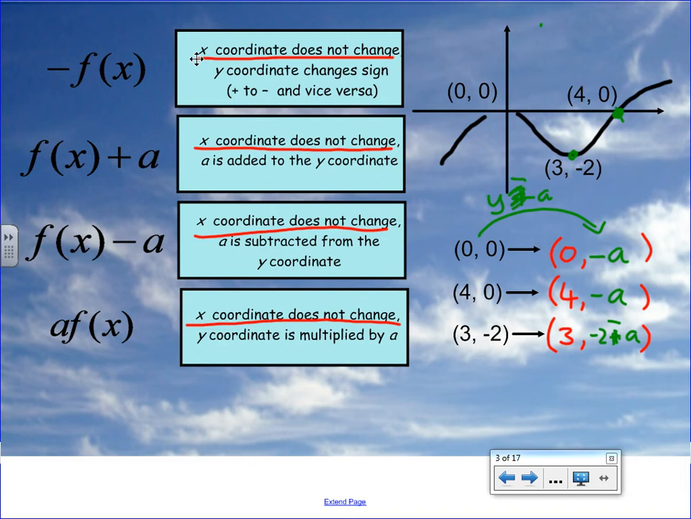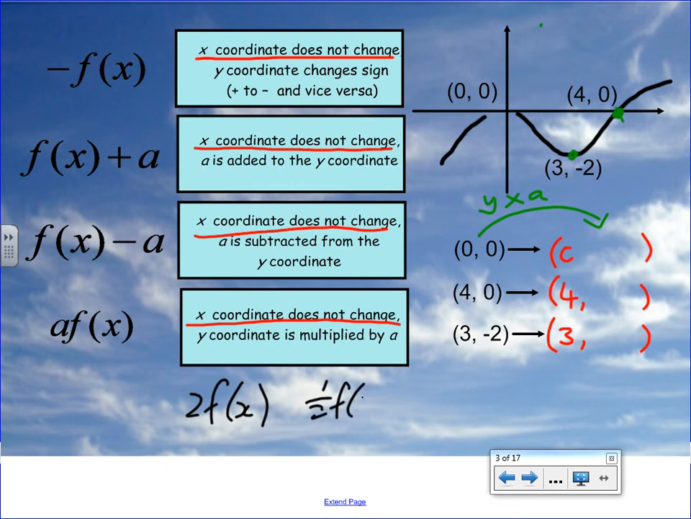In the situation, that last one, where we've got a stretch, and the stretch is parallel to the y-axis about the x-axis, and the scale factor is a, what's happening is that the y-coordinate would get times by a. So 2 f of x, y coordinate gets doubled, half f of x, y coordinate gets halved. Just does exactly what it says it's going to do, basically.